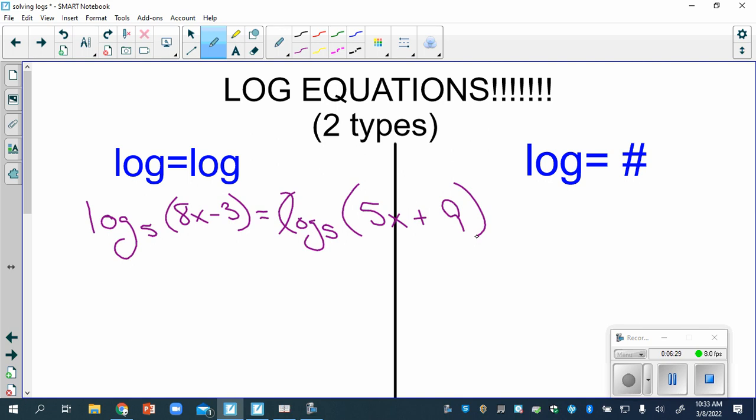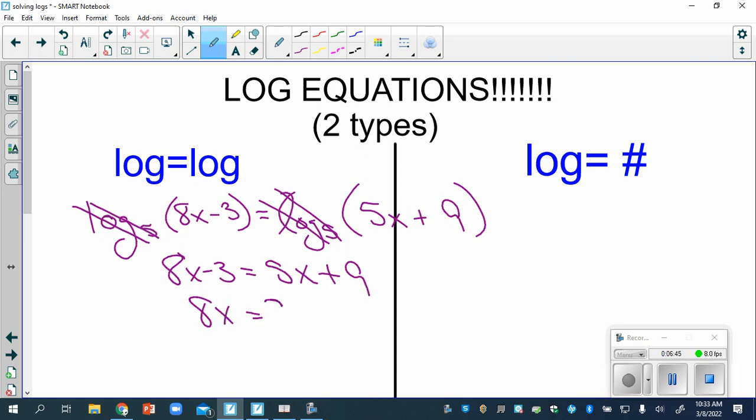Hey, did you get something like 4? Yeah. Is that right? So here's what. Goodbye, log 5. Goodbye, log 5. I got 8x minus 3 equals 5x plus 9. I'm going to move my 3 over, so I'm at 8x equals 5x plus 12. And I move my 5 over. So I'm going to get 3x equals 12. x equals 4. Yay. Okay.